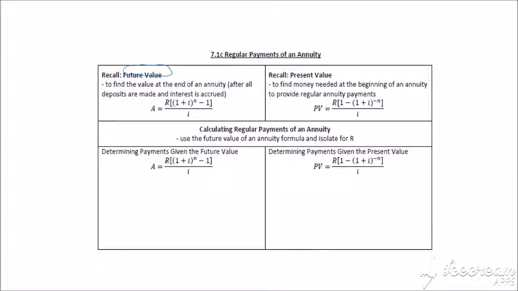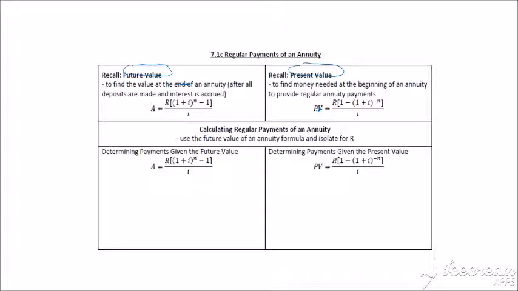And then we took a look at present value. This is to find money needed at the beginning of an annuity to provide regular annuity payments. So it's present value and it's based on the amount of money you put in at the regular intervals. Okay, calculating regular payments of an annuity.